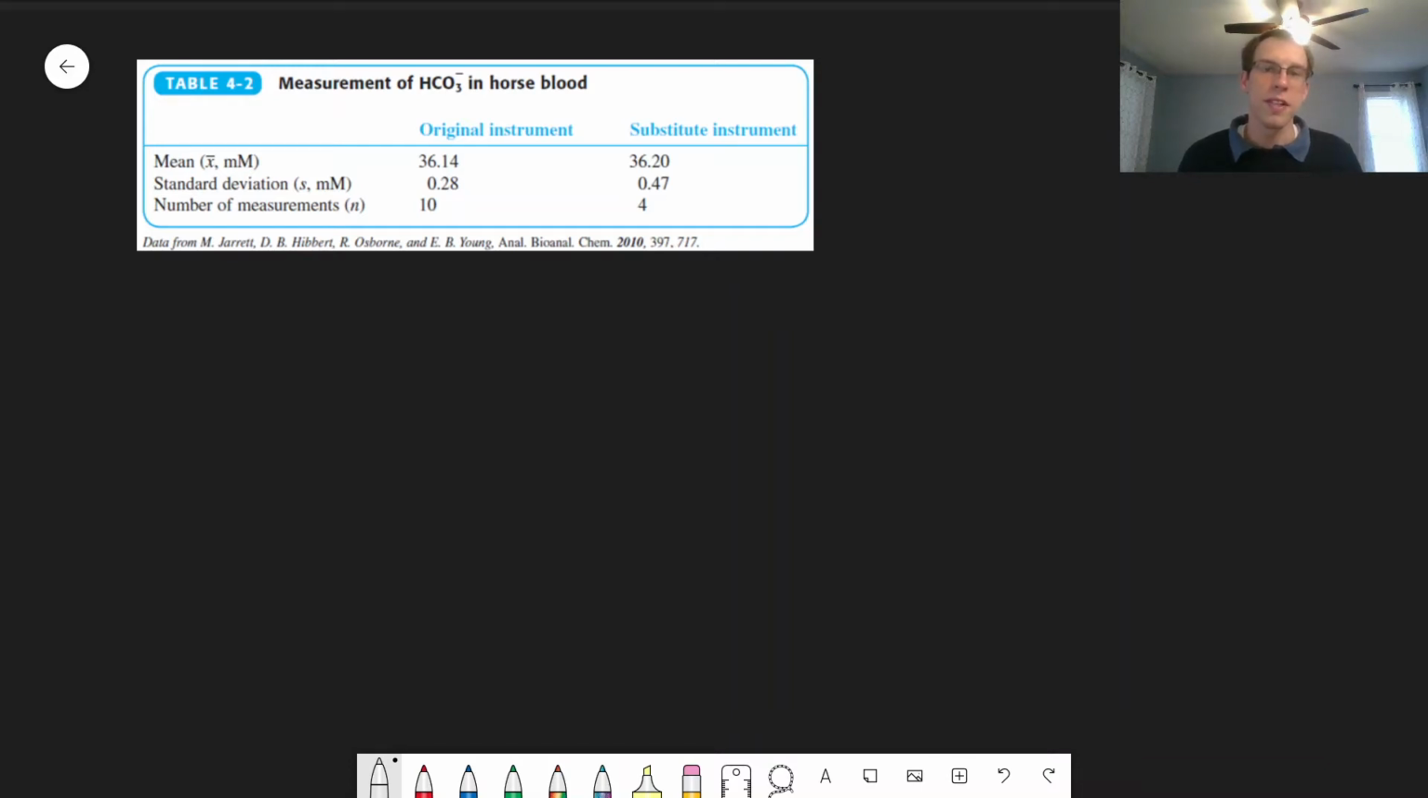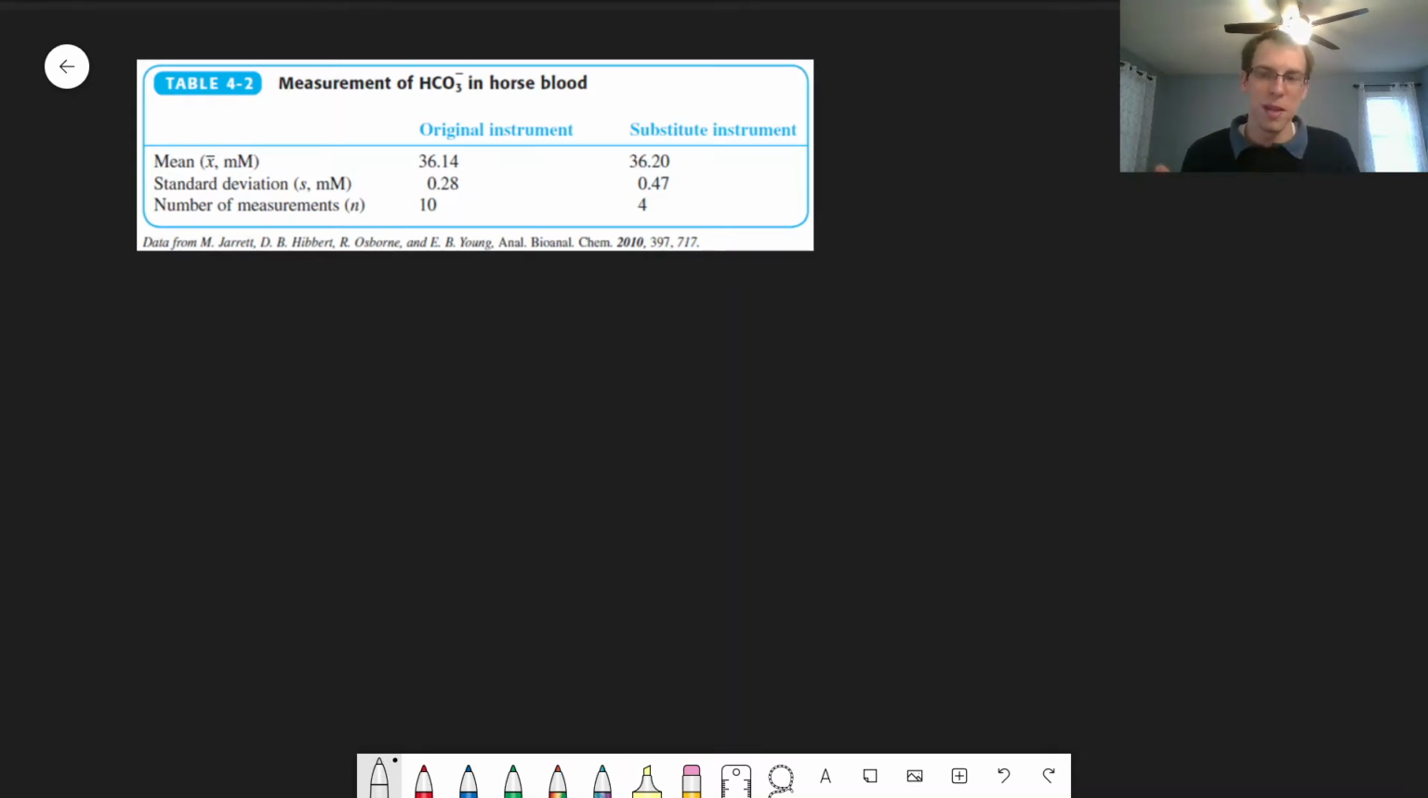So let's walk through an example of doing a comparison here. This is a table from your textbook of an example of doing a t-test of this kind, this case 2, where we're comparing two different measurements. Let's imagine we have an instrument that measures HCO3 minus, bicarbonate, in horse blood, because you need to know that for some reason. Maybe it's a way to measure possible doping in the horses or whatever. We have an original instrument, but we'd like to substitute it with something else that's either cheaper or faster to do measurements. So we have the means.